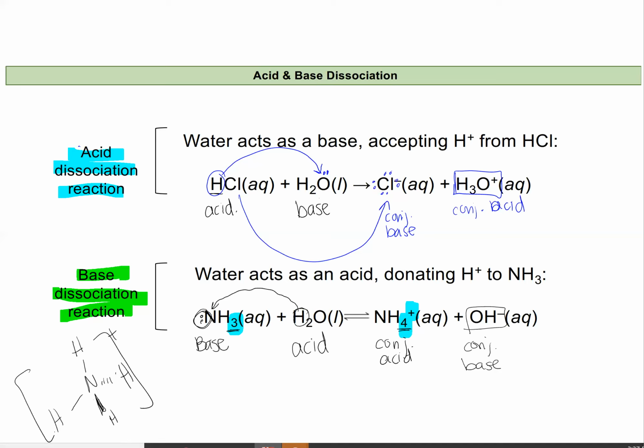So if asked to write a dissociation reaction, first identify if you have an acid or a base, then use water as the other reactant, and it'll act as the opposite of what you're starting with. And then predict the products and have water act as an acid if it's being combined with a base, and have it act as a base if it's being combined with an acid.